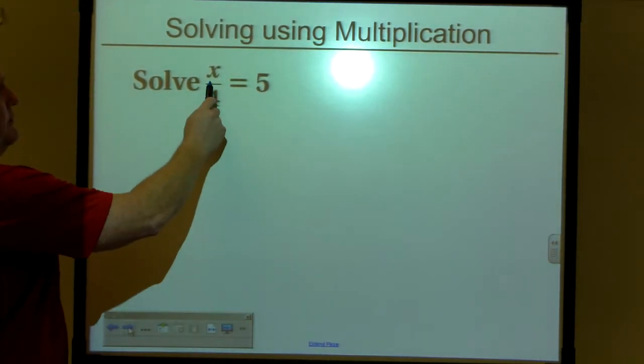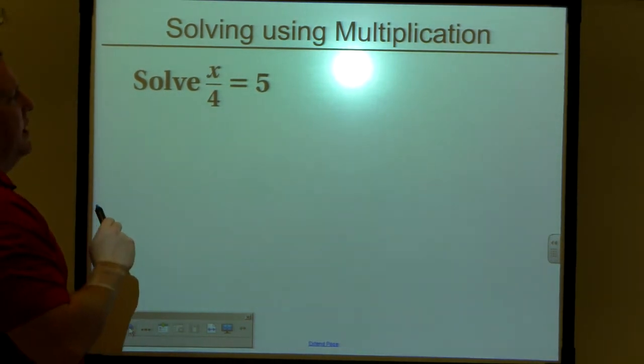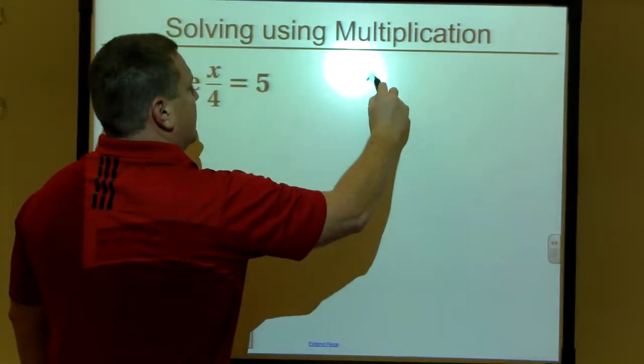We're going to do the same thing with solving using multiplication. This is a division problem, so x divided by 4. So we're going to undo that, and I'm actually going to have to write that out to the side here.